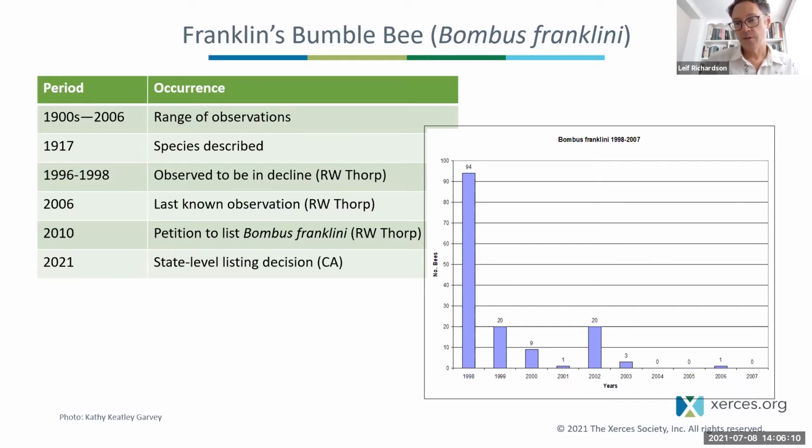It wasn't until 2010 that a petition to list Bombus franklini was submitted to the Fish and Wildlife Service. That was written by Dr. Thorp. And the last date I wanted to make you aware of is that in 2021, California considered listing this and 3 other bumblebee species as endangered.